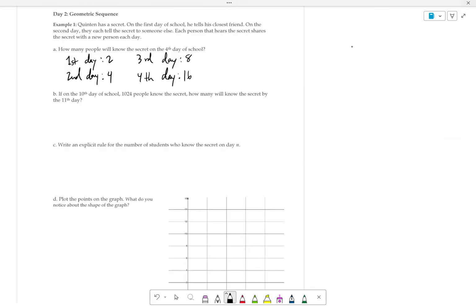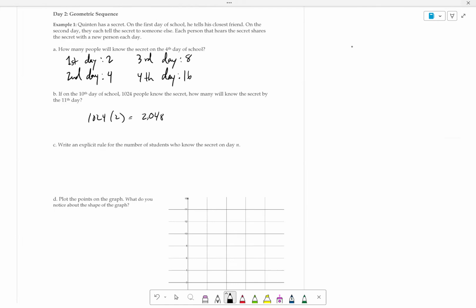B, how do we get this? Just double it, right? 1024 times 2 gives us 2,048 students.